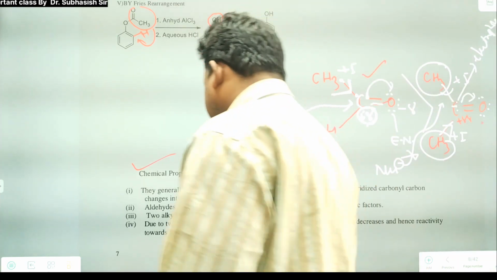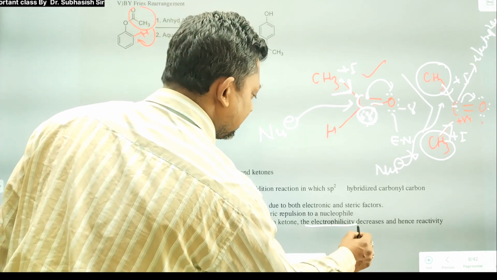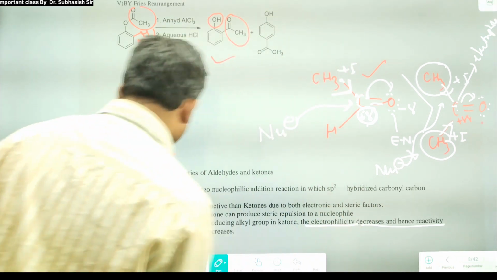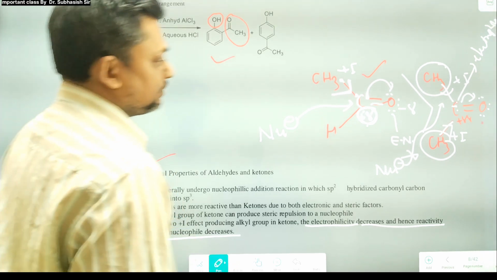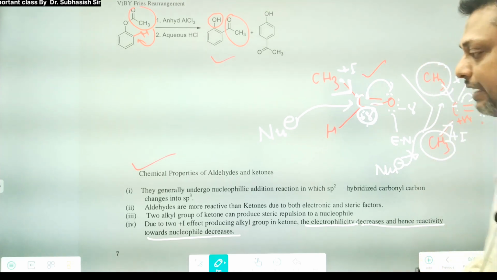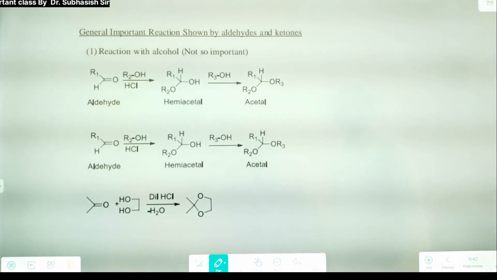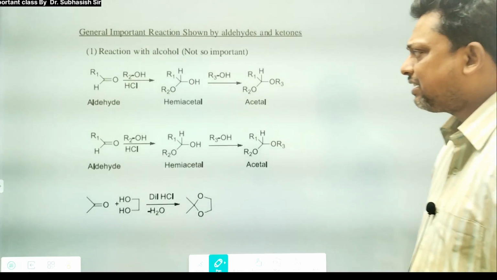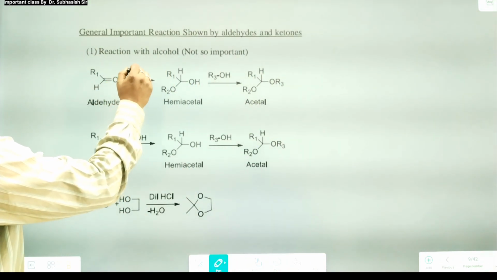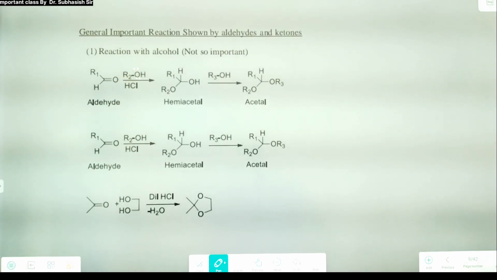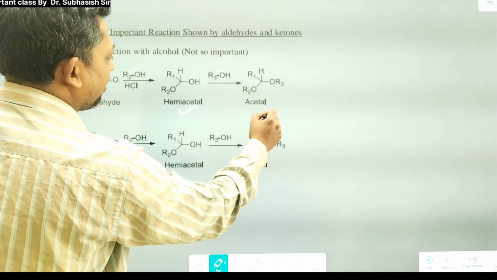So already I have explained this. Here, due to two plus I effect producing alkyl groups, the electrophilicity decreases and hence reactivity towards nucleophile also decreases. So that's why aldehyde is more reactive than ketone. So next is aldehyde and ketone reactions. Here you can see that if aldehyde and ketone react with alcohol, first they will form hemiacetal, and then with further reaction with alcohol they will form acetal.